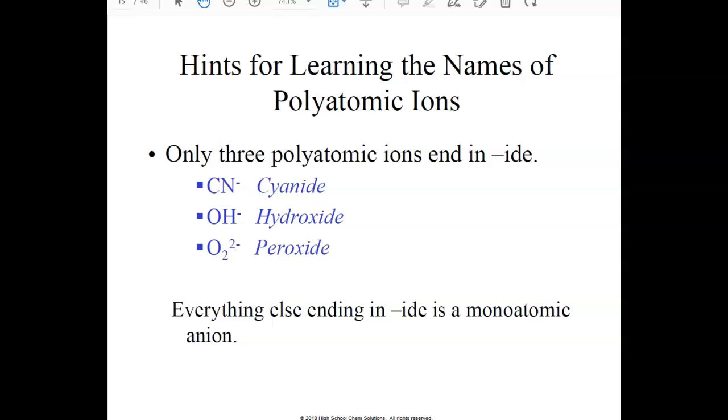There are 3 polyatomic ions that we want to learn that do end in IDE. Now, don't get these confused with fluoride, chloride, bromide, oxide, etc. These are the 3 polyatomic ions that end in IDE: cyanide, hydroxide, and peroxide. Peroxide is a form of oxygen that we'll be talking about, and it actually forms a polyatomic ion.